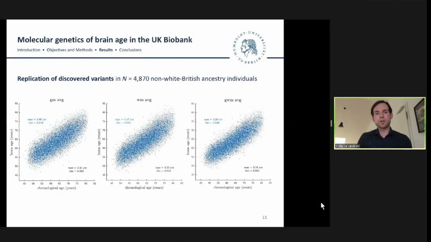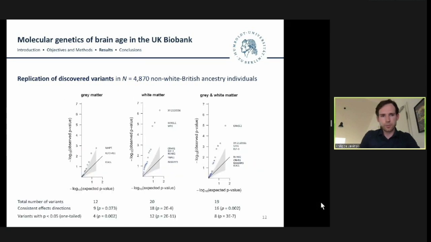Now, what we also did was we tried to replicate all of our discovered variants in a replication sample, a sample of non-white British ancestry individuals, 5,000 individuals in the sample. And we took the brain age models and just applied them to the T1 magnetic resonance imaging data of this sample. And what you can see is that the prediction performance was comparable to our other sample. So everything is well from this point.